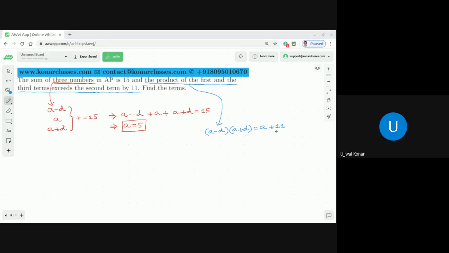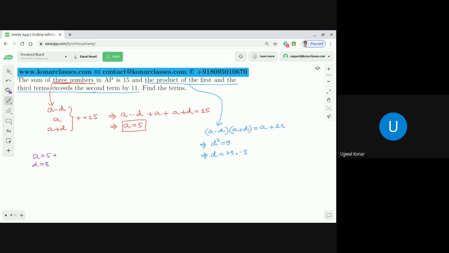So from here we apply the value of a, and you will get something like this. I'm not doing it in detail because you should be doing that. So you will get d square is equal to 9. All of you get it? If you do not get it, you can let me know. So from here we get two possible values of d, one is plus 3 and the other one is minus 3.